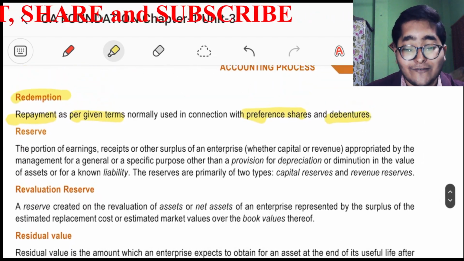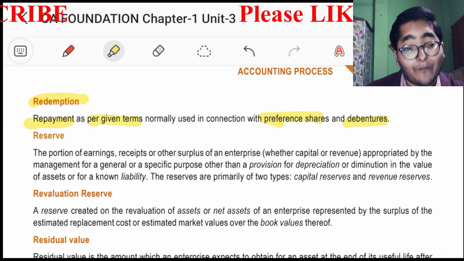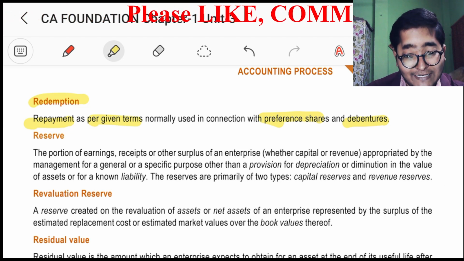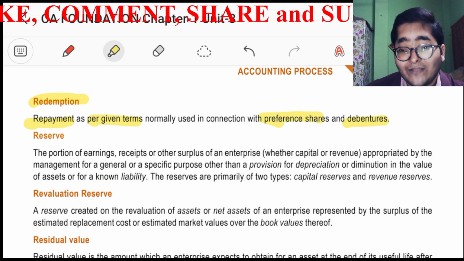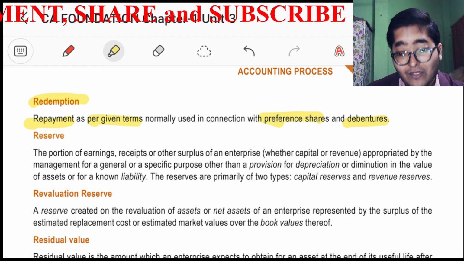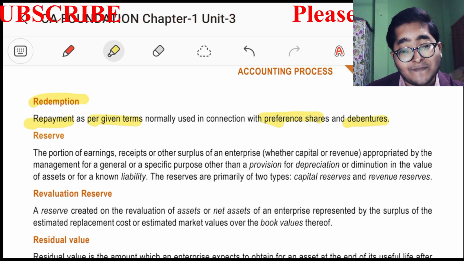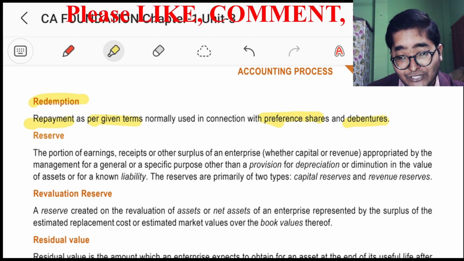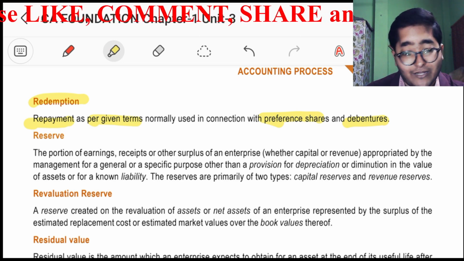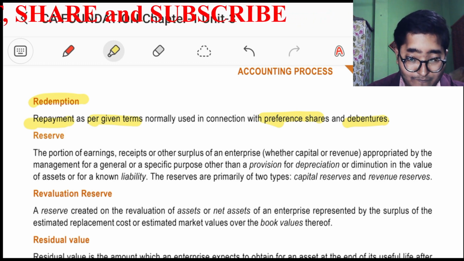Next topic is reserve. What is a reserve? A reserve is the portion of earnings, receipts, or other surplus of an enterprise, whether capital or revenue, appropriated by the management for a general or a specific purpose, other than a provision for depreciation or diminution in the value of assets or for a known liability.